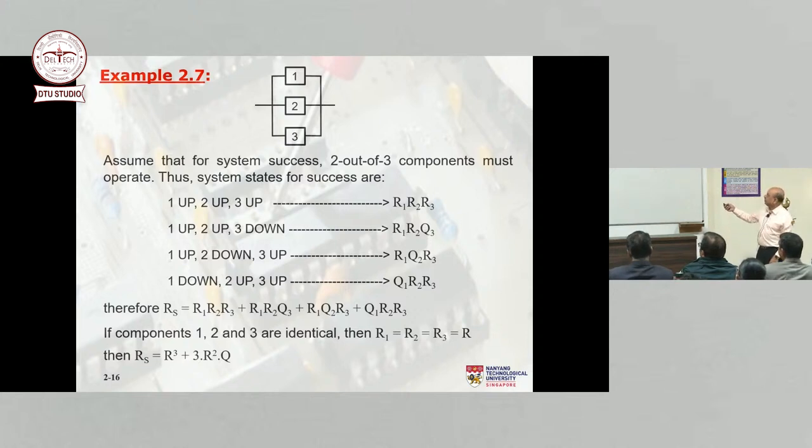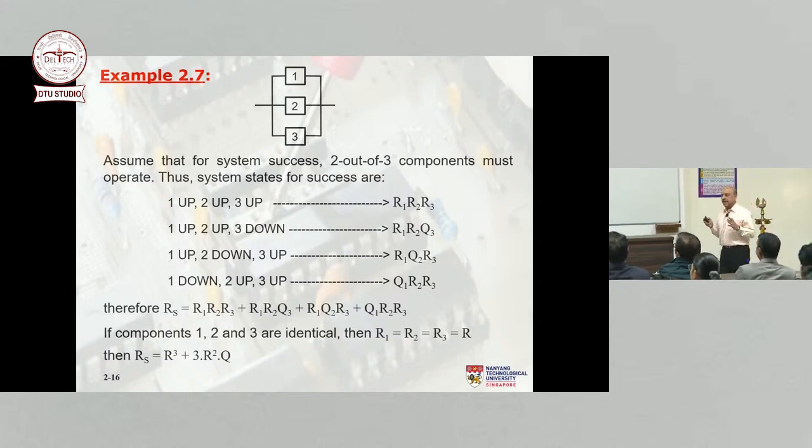We have 3 components, 1, 2, and 3 in parallel, and assume that for system success, 2 out of these 3 components must be operating. So the system success is defined as 2 by 3. As long as any 2 components are up or operating, we say that the system is a success. Otherwise, it is a failure.